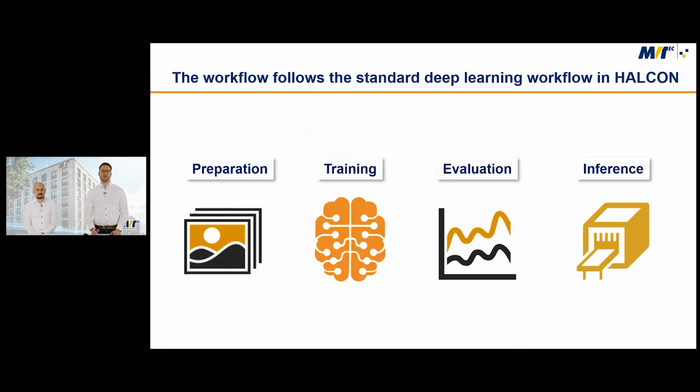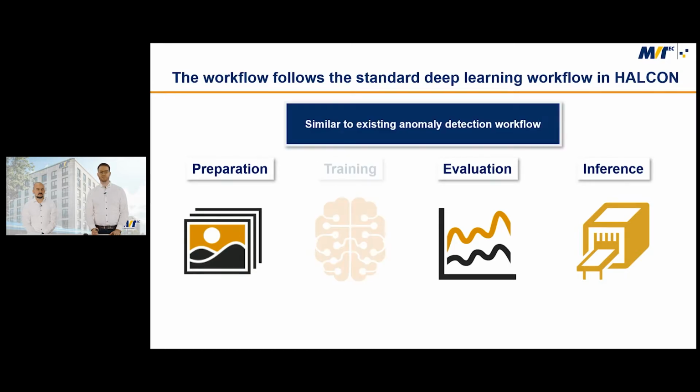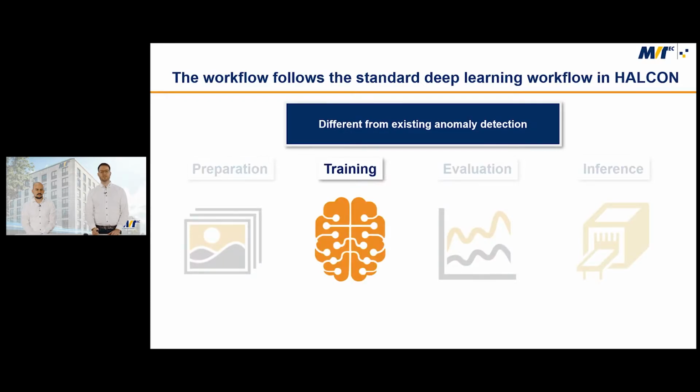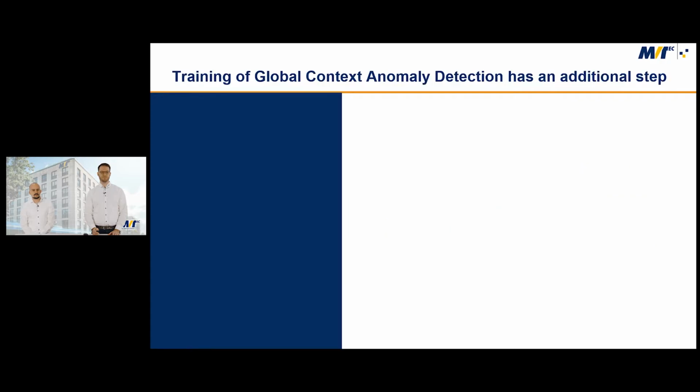The workflow, as you probably know from deep learning, always follows the same 4 steps. And this is very similar to our existing anomaly detection workflow: the preparation, training, evaluation, and inference. That's why we won't have a detailed look at it. For example, preparation, I mean, you know this, you just have to take good pictures that show the object in its good state very well in all variations. But the training is a little bit different. That's why I want to take a look at this specifically.